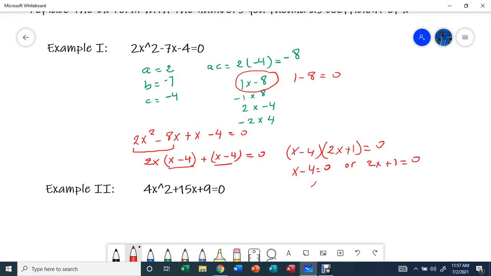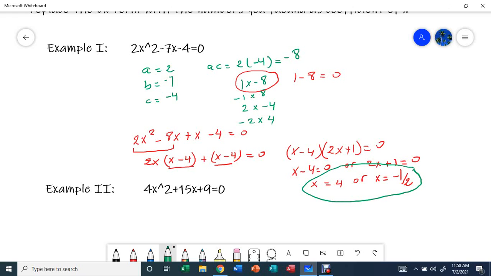So that means x equals 4, or x equals negative 1/2. So subtracting 1 from both sides, then dividing both sides by 2. And these two numbers are my solutions to the equation in the problem above. So x equals 4 and x equals negative 1/2.